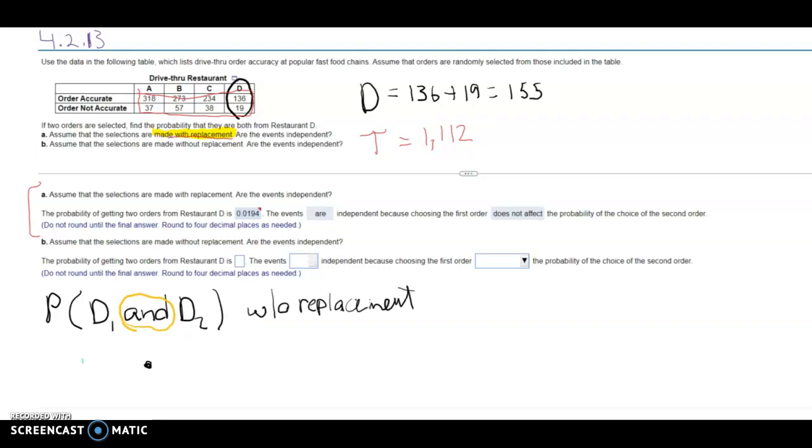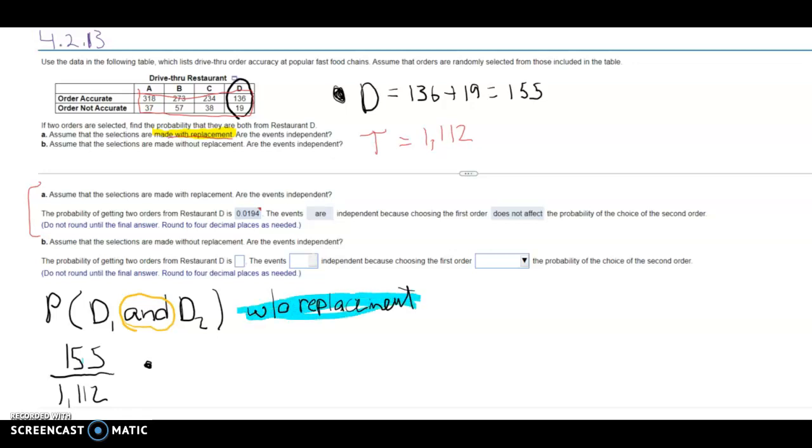So for the first probability, the probability that our first order is from restaurant D, we'll still have 155 orders total from restaurant D, like we found up here. And just like in the first part of the problem, we still have a total of 1,112 orders to choose from. So that's the pool of orders. There's 1,112 orders total. Now, unlike in the first part of the problem, we are without replacement.